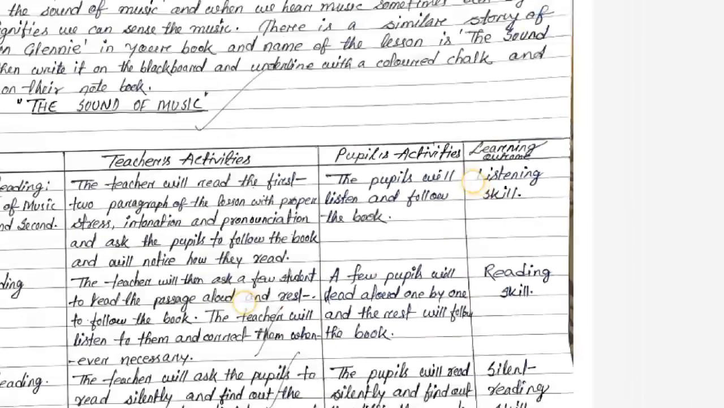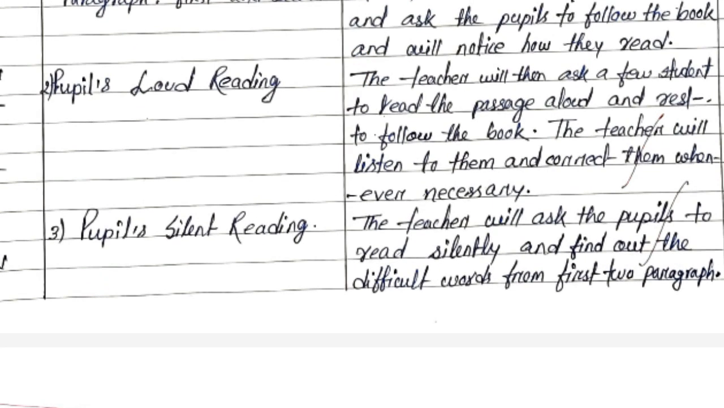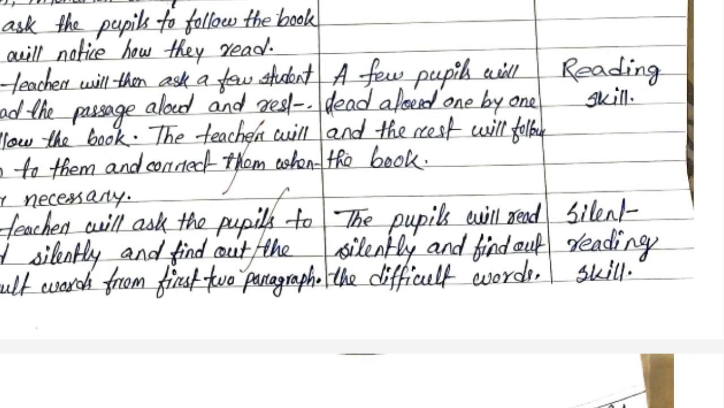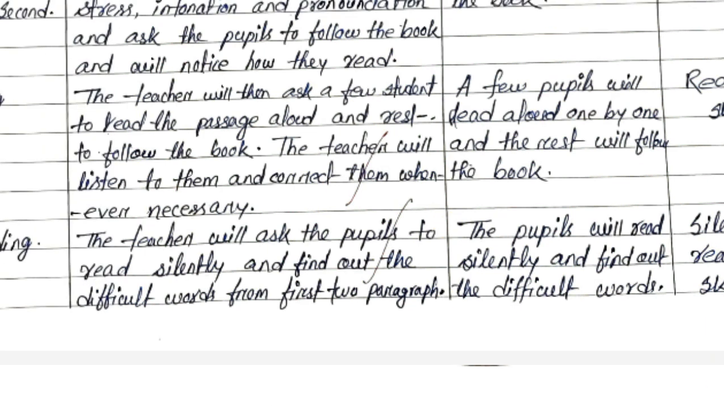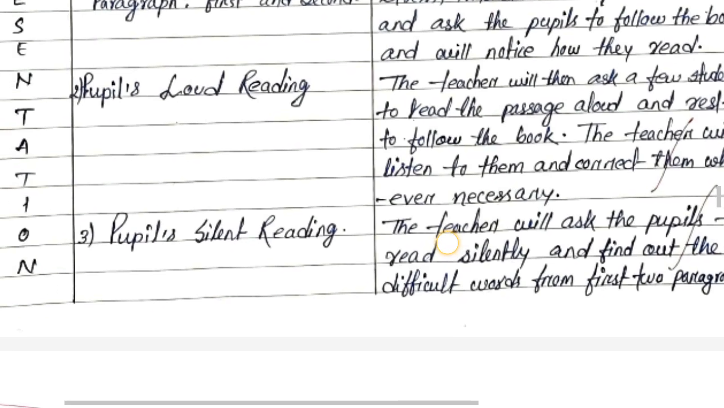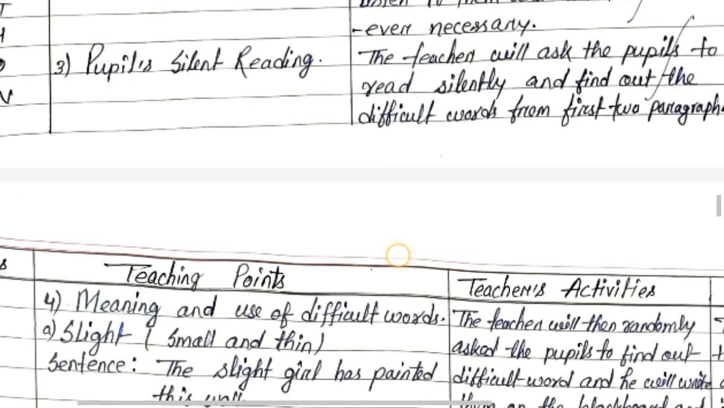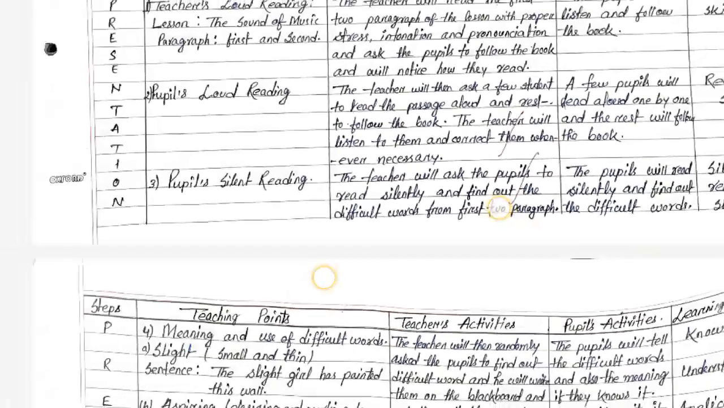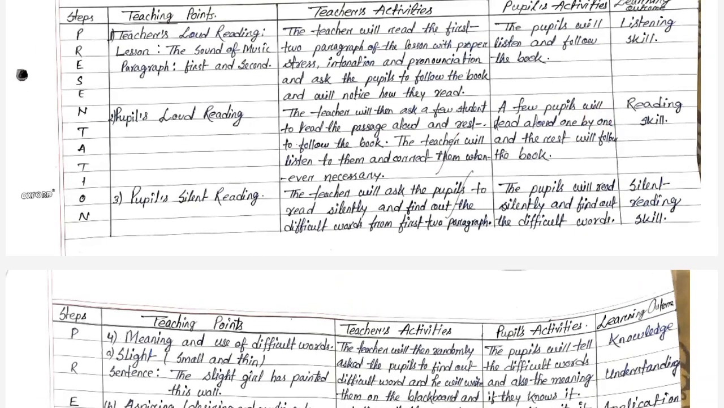In this fashion, we need to mention the next teaching point, pupils' loud reading. Pupils will read, and their reading skill will be improved, and other pupils will follow along. Then pupils' silent reading. Here pupils will silently read the paragraphs so that they can find some difficult words from them. So these are the things we have to mention here, the pupils' silent reading.